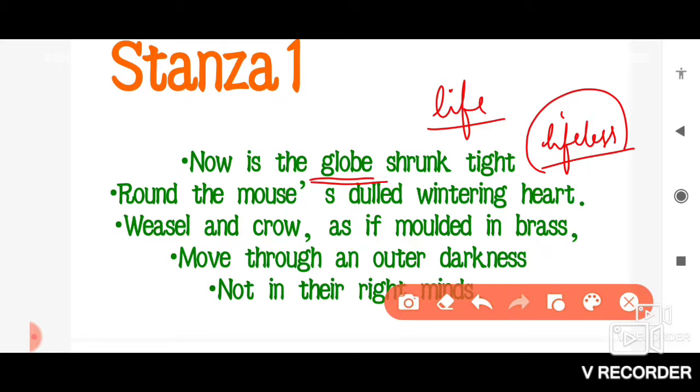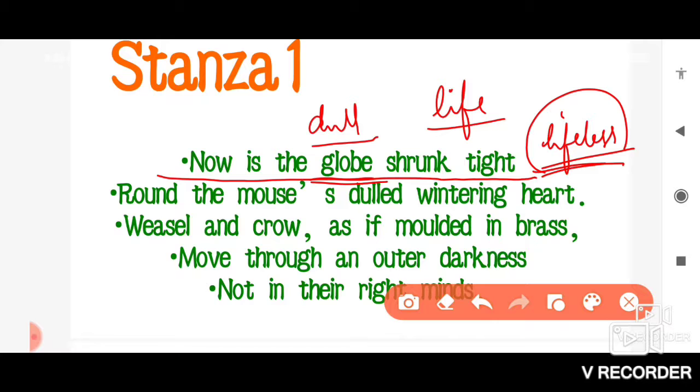If we talk about trees, what happens to them? They start shedding their leaves, isn't it? What happens to flowers? वो भी मुरझा जाते हैं, वो भी मर जाते हैं. So no one is able to survive in the winter season. This is what the poet means by now is the globe shrunk tight. Means life on the earth has become dull. It has become lifeless. No one and nothing is able to survive in this particular season. कुछ भी अच्छे से नहीं हो रहा है, कोई भी अच्छे से नहीं जी पा रहा है. It has made everyone's life tough.